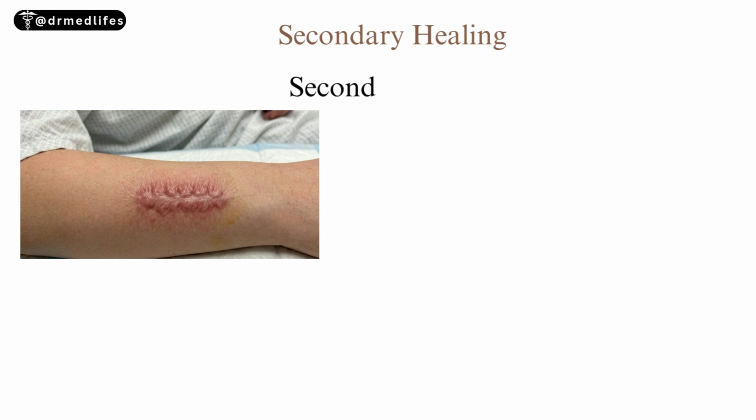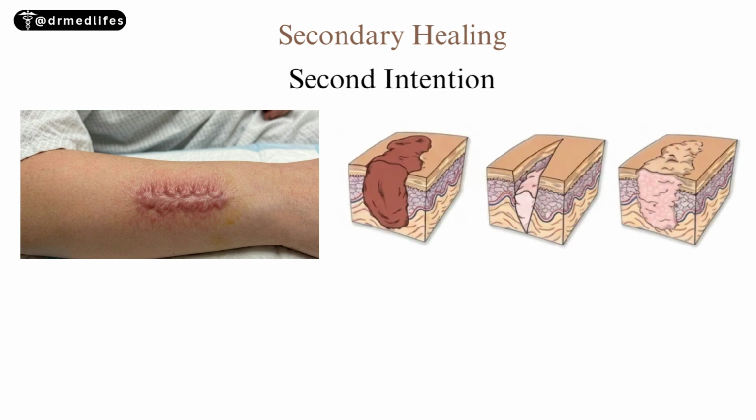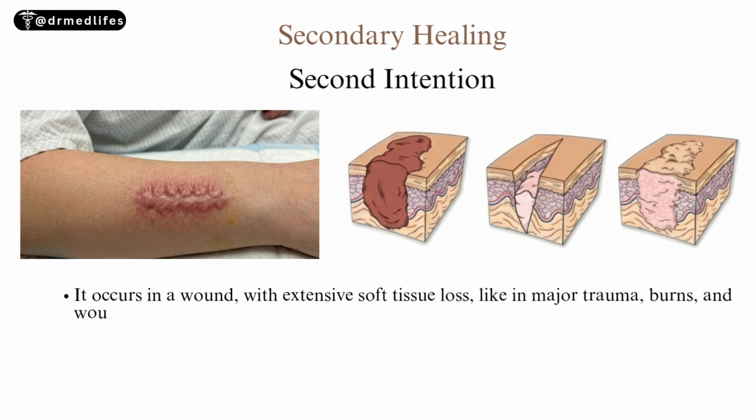The second type is secondary healing, also called second intention. It occurs in wounds with extensive soft tissue loss, such as major trauma, burns, or sepsis. It heals slowly with fibrosis.